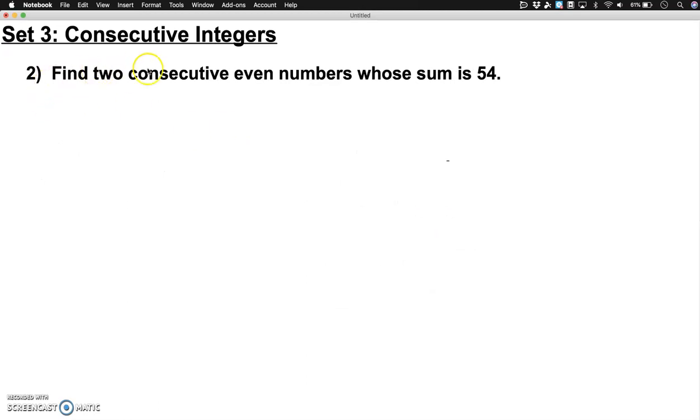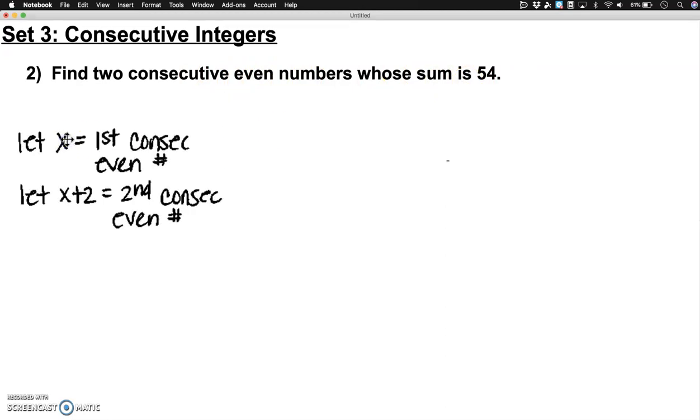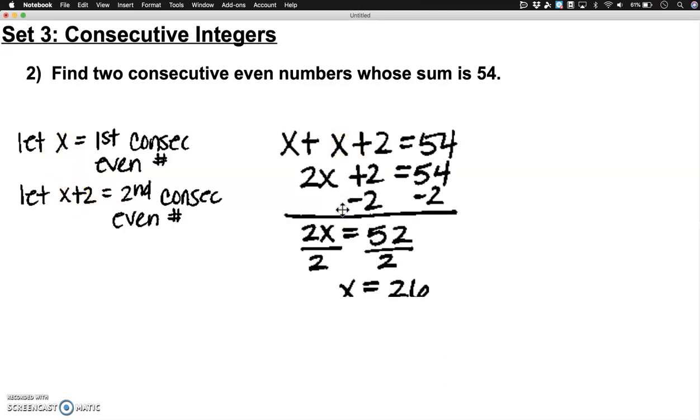Here we're going to find two consecutive even numbers whose sum is 54. Remember the pattern for even consecutive numbers is let the first number be x, the second number be x plus 2. We know the sum of these two numbers is 54. Combine like terms and solve. We know our first consecutive number is 26, and so our second consecutive number is 28.